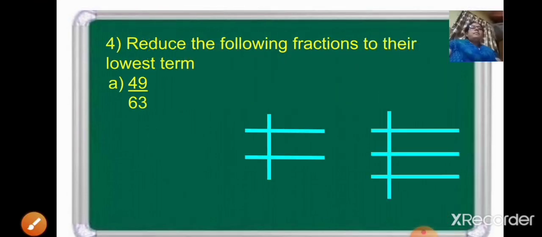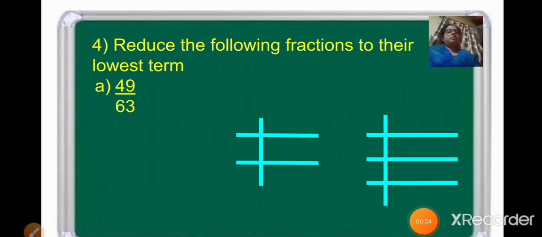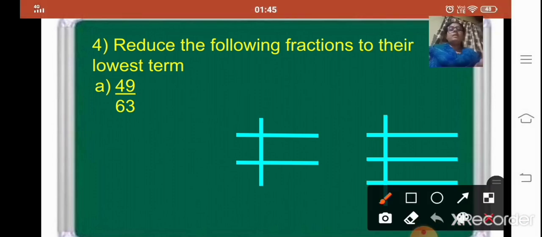Coming to the next sum. Reduce the following fractions to their lowest term. Now to reduce the following fractions to their lowest term, what we will do first is, we will find the prime factors of 49 and 63. So you write it here as 49 and then 63. So 7 7s are 49, 7 1s are 7.